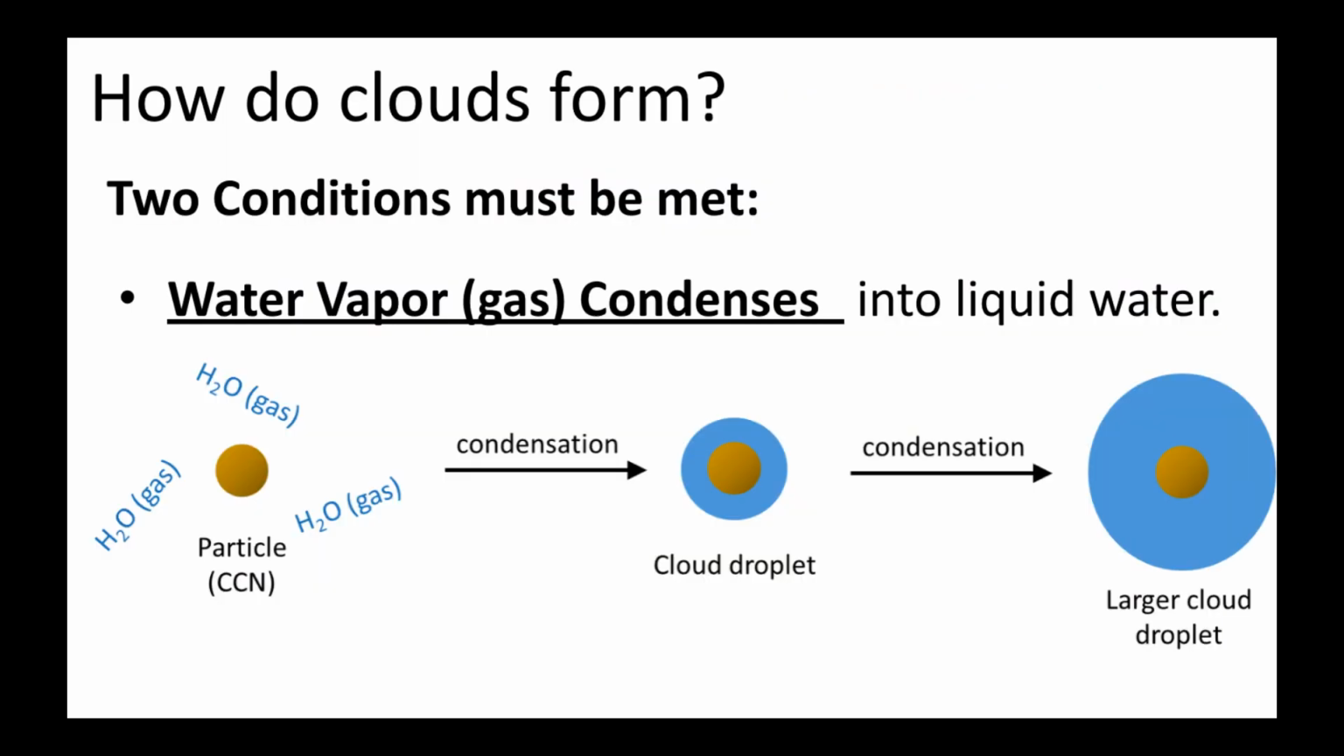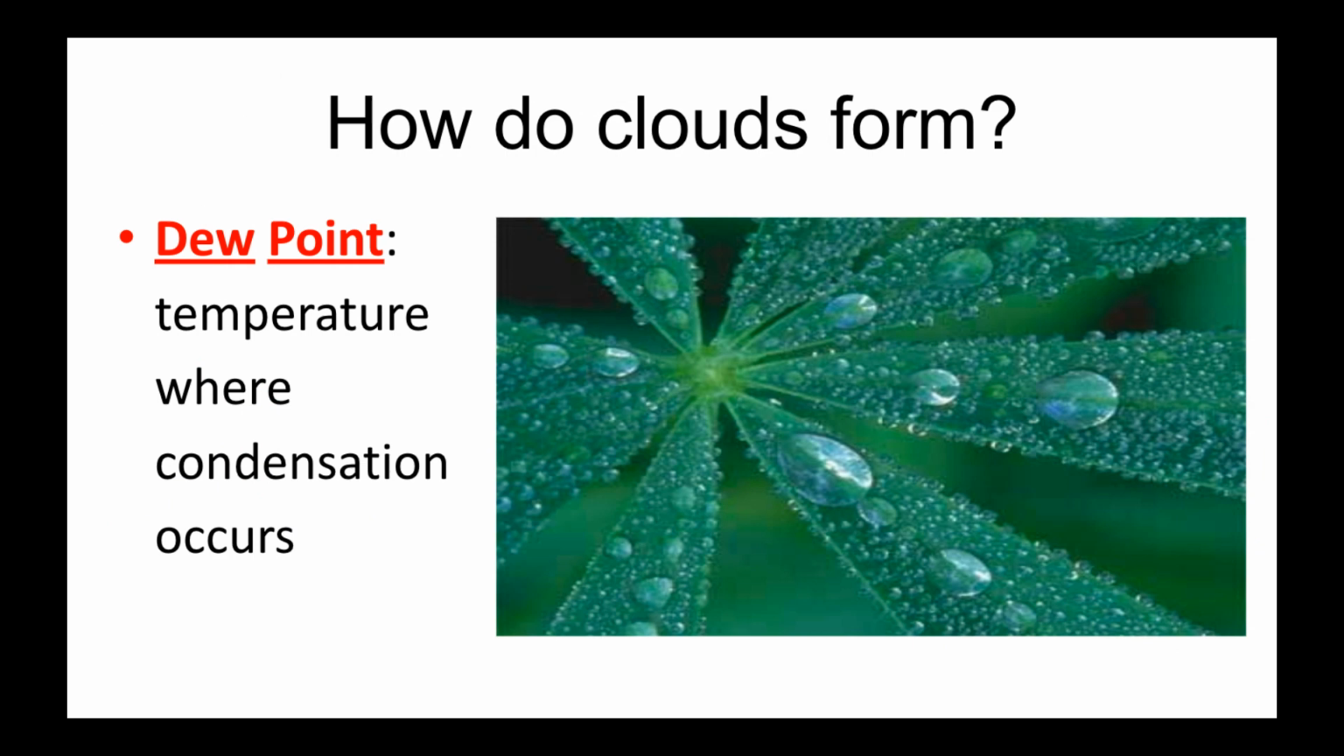The second thing we need in order to form clouds is water vapor, or gas, condensing and turning into a liquid droplet. Because remember, clouds are liquid water. So we have our little condensation nuclei, or our piece of dust or sand, and we have gas around it. The gas condenses and turns into a liquid around that particle, and that makes a cloud. In order for that condensation to occur, the water needs to reach the dew point. That's the temperature where condensation occurs.